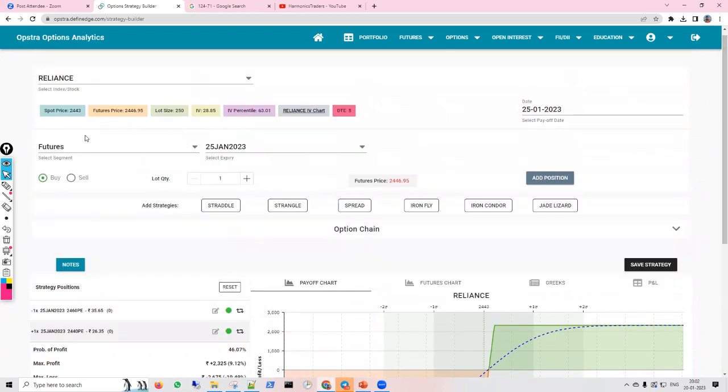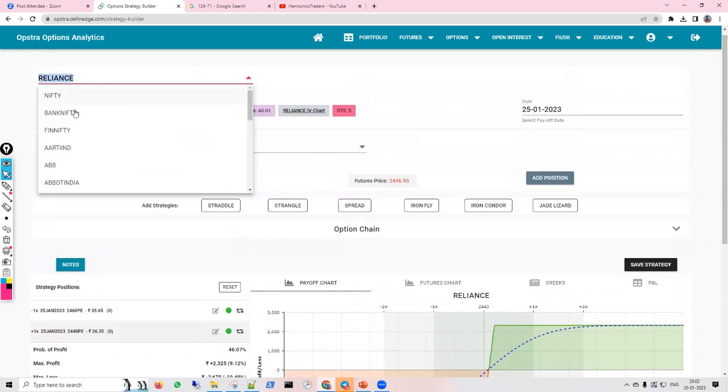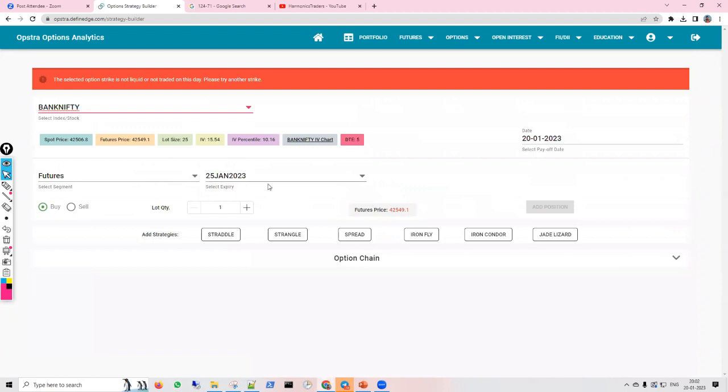Okay, somebody asked for a Bank Nifty example. We'll see that. No, there is some bug in the site, it seems. Whatever I select, it is something like this. Anyways.